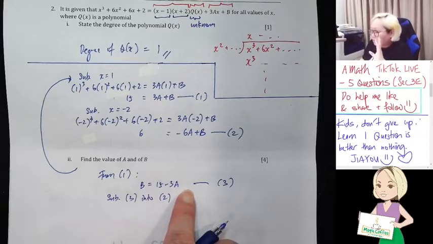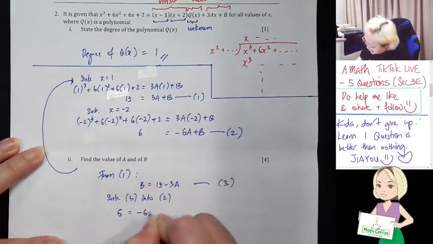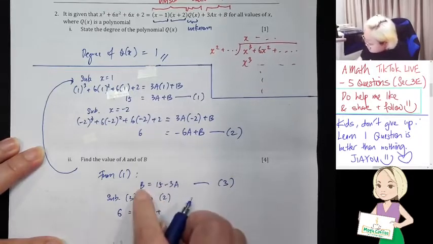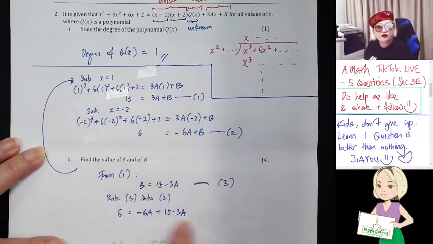Usually, don't use the elimination method. In AMath you learn elimination and substitution, right? But in AMath, elimination cannot bring you far. So you need to master the substitution method. If you notice, I always either make A the subject or B the subject and sub into another equation. So learn to master the substitution method. So sub it in, so it will be 6 equals to minus 6A plus B. Now my B is replaced to become 15 minus 3A. Because it's a plus, you notice that I never put a bracket.